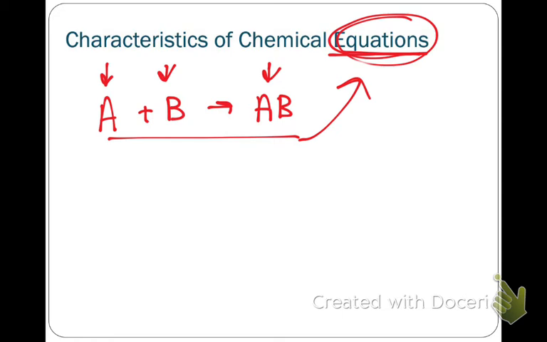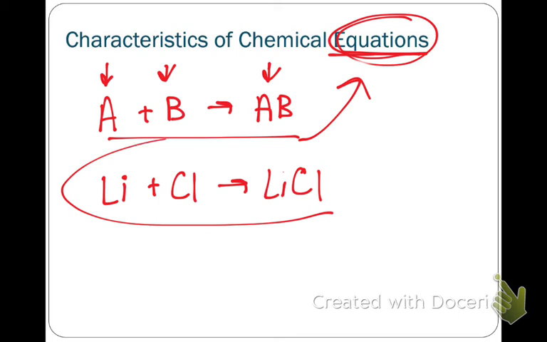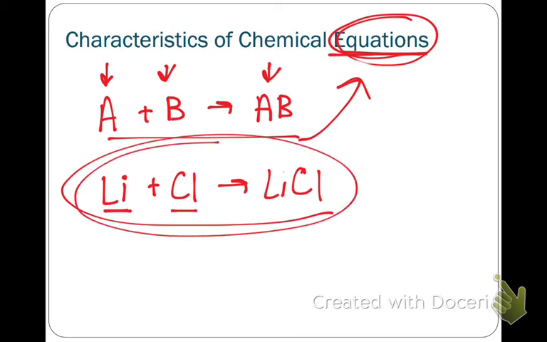Right? Another chemical equation is that same thing, right? Lithium plus chloride yields lithium chloride, right? This is a chemical reaction, but the way we write it, 1 plus 2 yields this, is the chemical equation. Okay, so a chemical equation is just a way to show a chemical reaction.